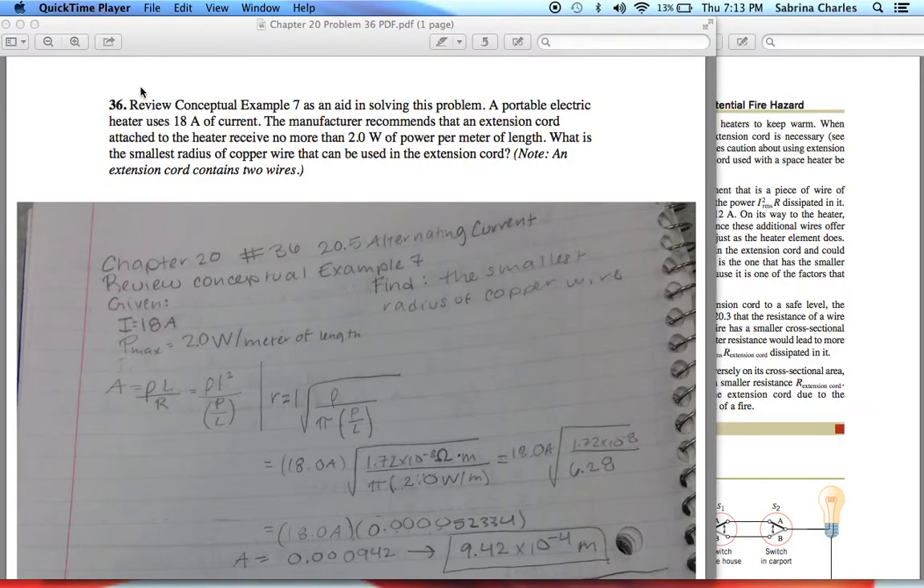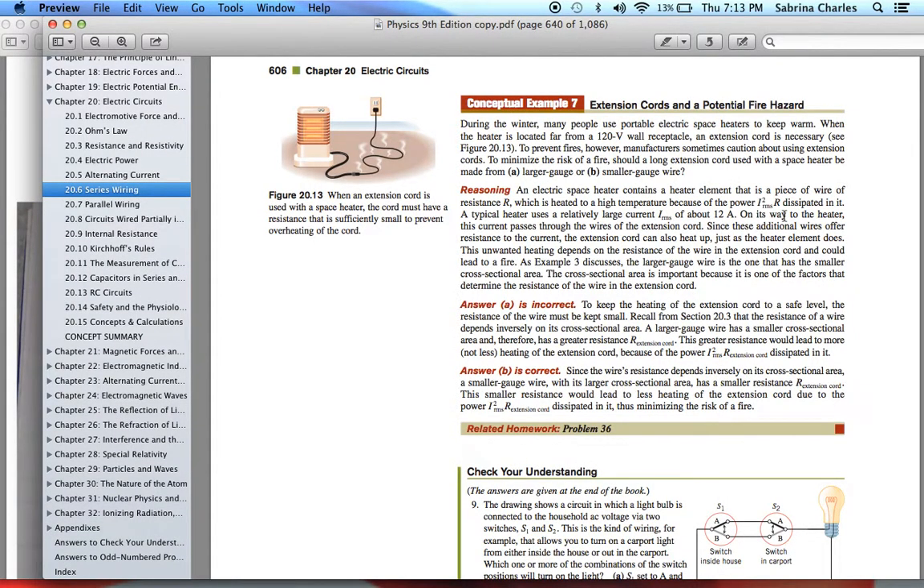Hello. So I've assigned chapter 20, problem 36, and this problem just asks us to review conceptual example number 7 as an aid in solving this problem. So I'm just going to go over that really quick. There are extension cords and a potential fire hazard.